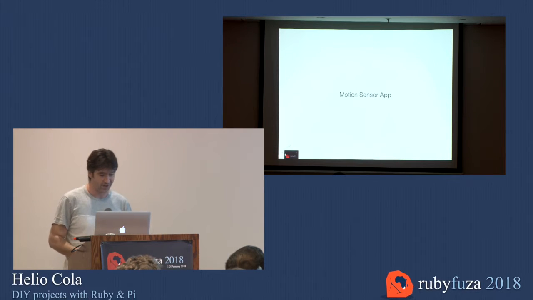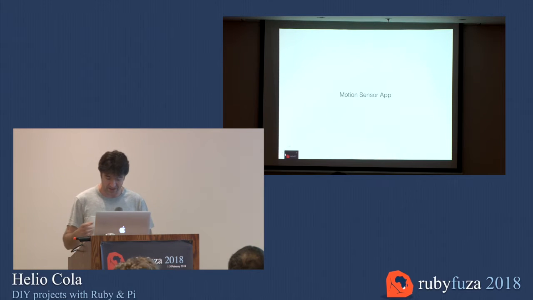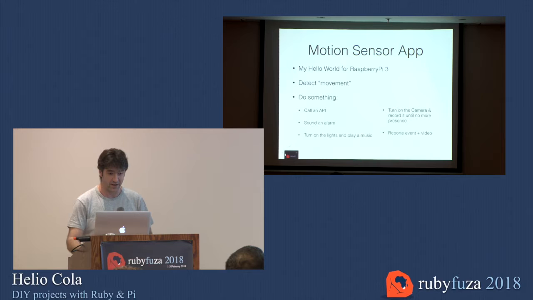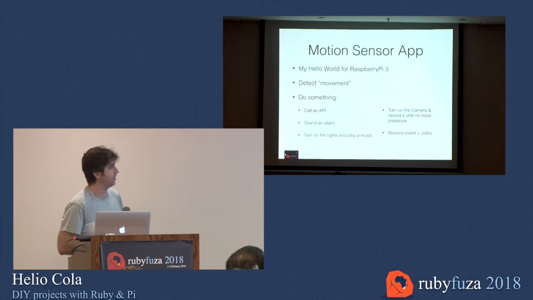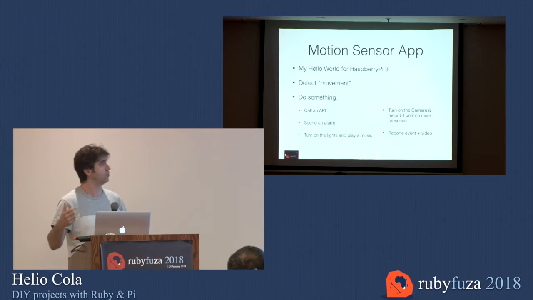All right, so let's get into the applications that I built, my demos, and the things that I've done with this Raspberry Pi. A motion sensor app. This was my Hello World in Raspberry Pi 3. The idea is that I want to detect a movement and then do something.